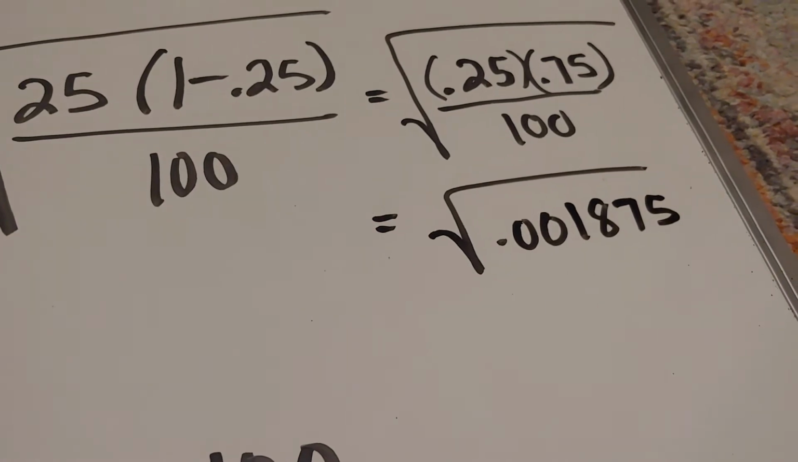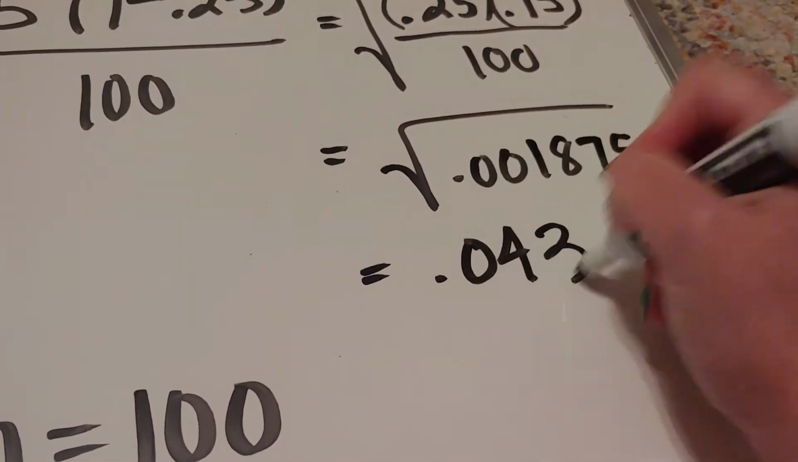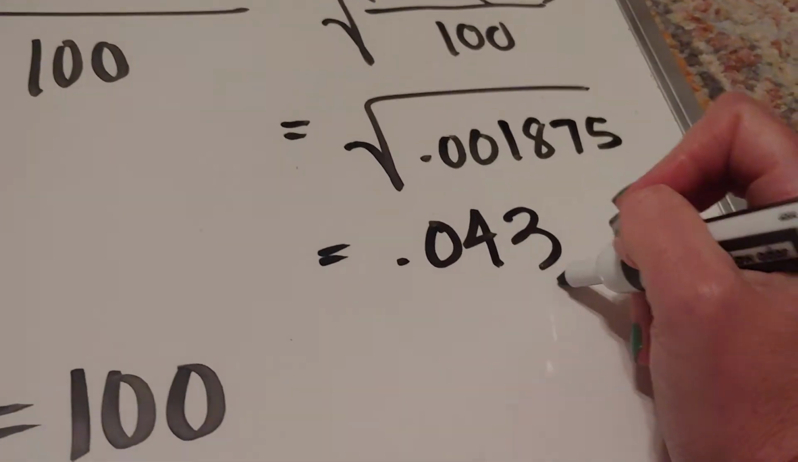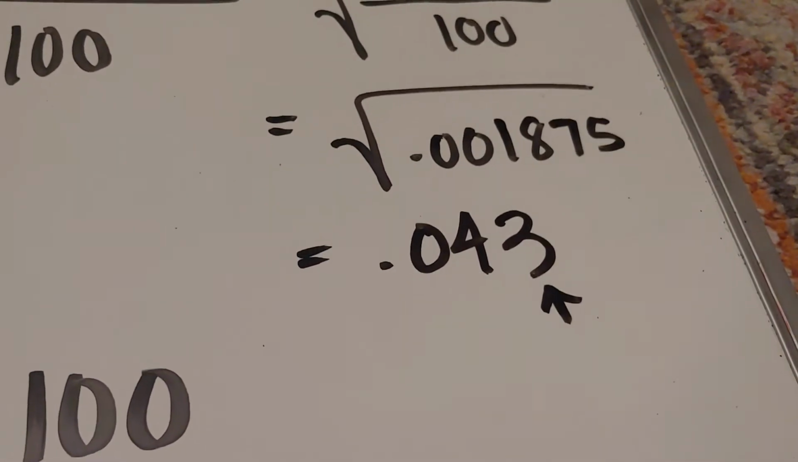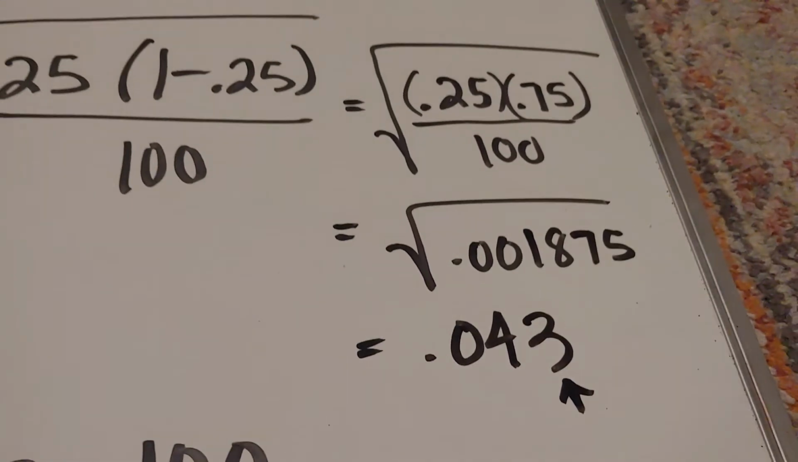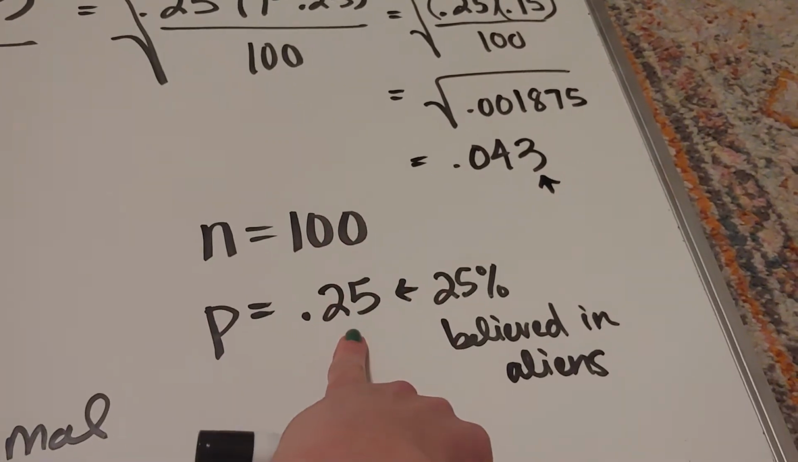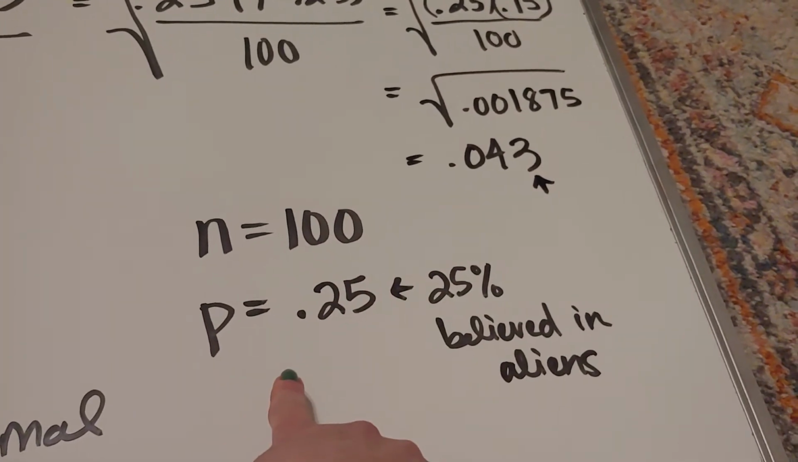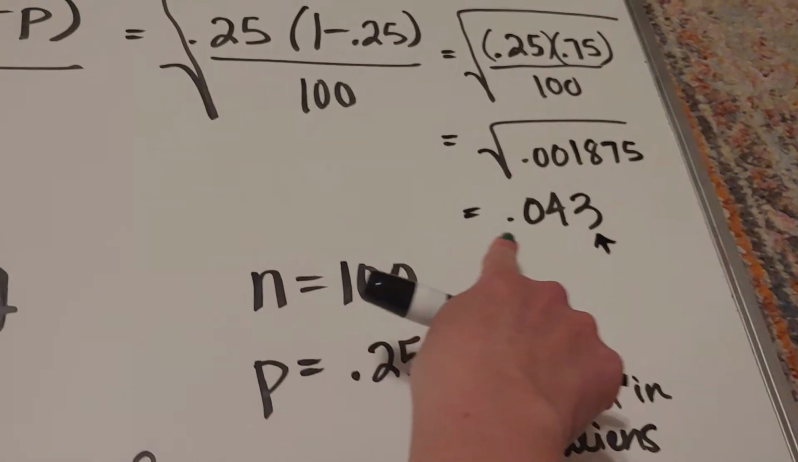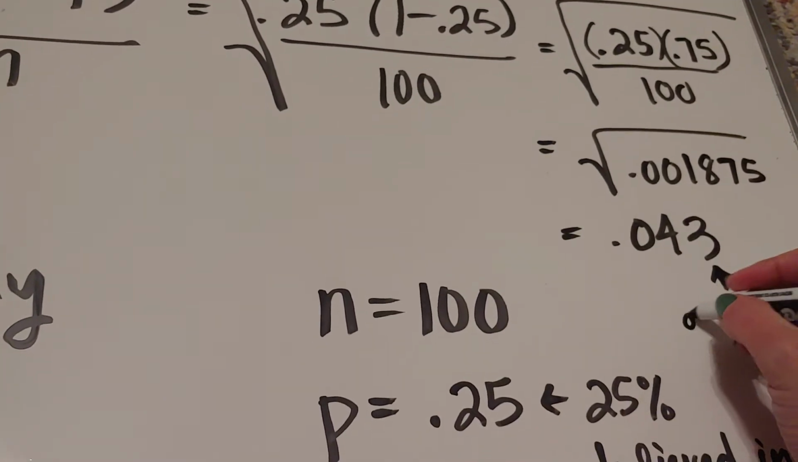And then when I take the square root of that, I'm going to get 0.043, and it keeps going. We're going to always round it to 3 decimal places. Okay, so this is standard error. So in this problem that I've made up of 100 students that 25% believed in aliens, the inherent error in that study is 0.043, okay, or 4.3%.